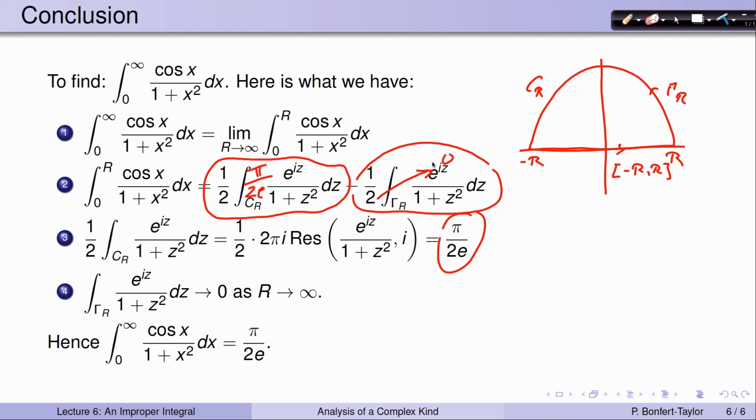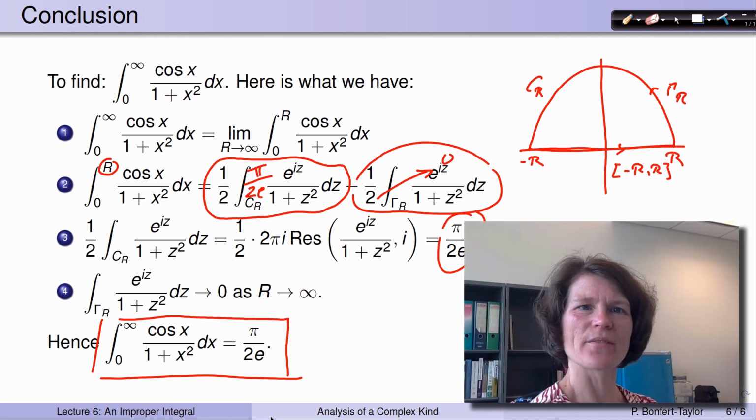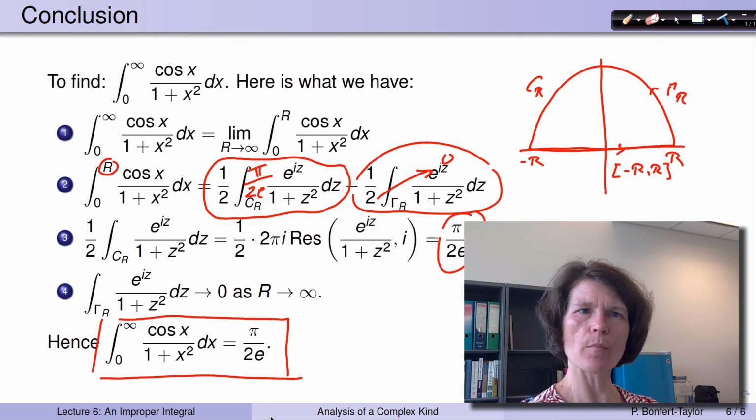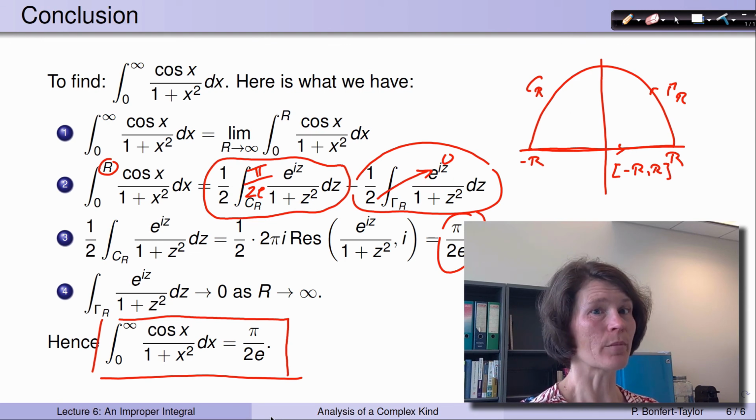Therefore, as r goes to infinity, this integral here converges to pi over 2e, the value of the first integral over CR, because the second integral simply goes to 0. And so we have just shown that the integral of cosine x over 1 plus x squared from 0 to infinity is equal to pi over 2e. This is a fabulous result, as the outcome of the equation includes some of the most important mathematical constants, namely pi, 2, the only even prime number, and e.